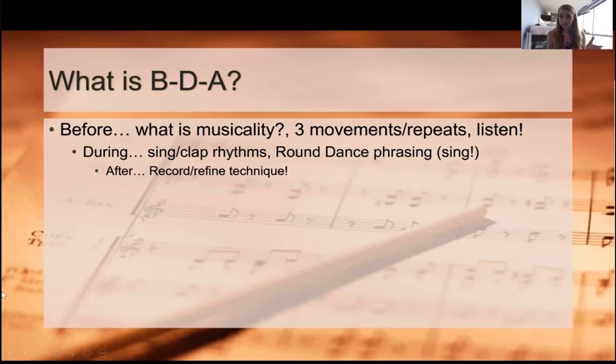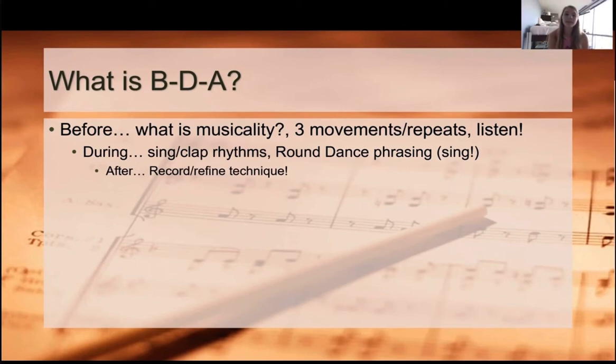So, what is BDA first? BDA stands for before, during, and after. What we're going to be talking about specifically with Geometric Dances before is what is musicality. We're going to go through the three movements that are in Geometric Dances and some of the interesting repeats that we have in the first movement. And we can also listen to the music.